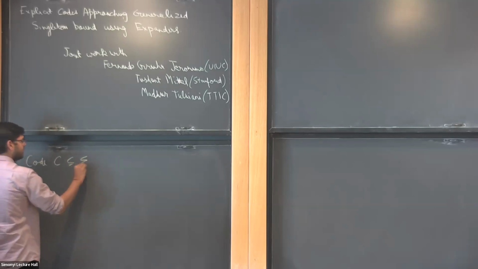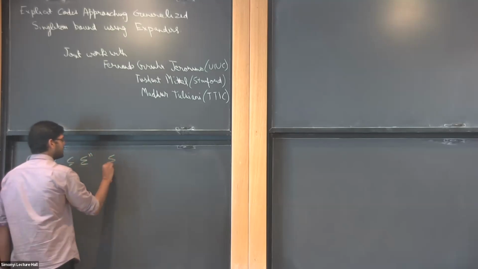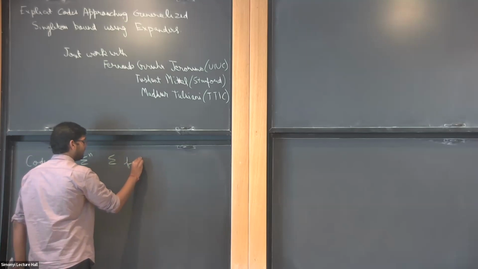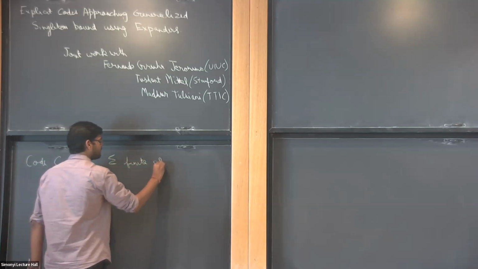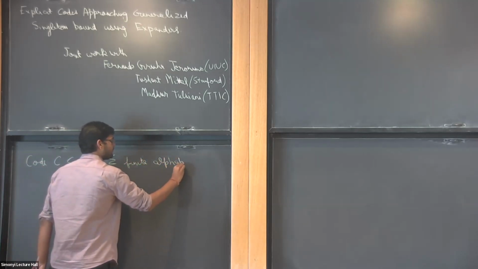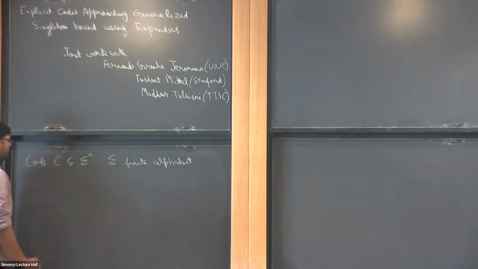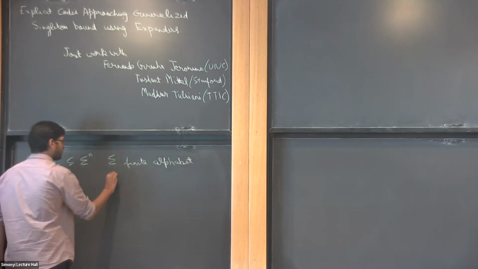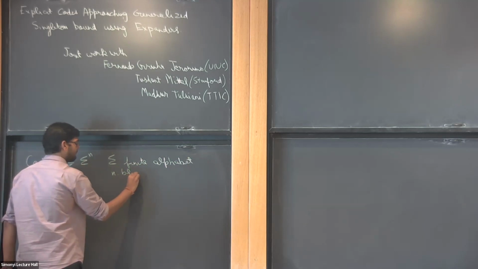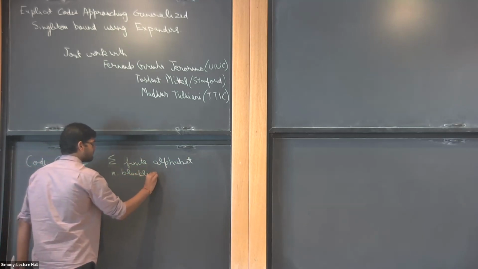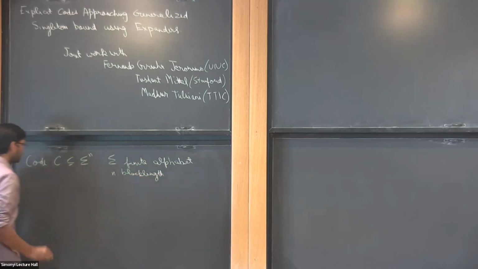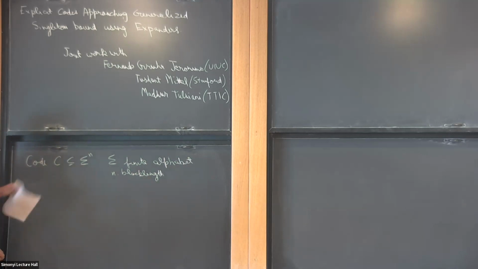Code C is a subset of sigma to the n, where sigma is a finite alphabet. And n here is called the block length of the code. So code C can be seen as a collection or a set of strings of a common length n.